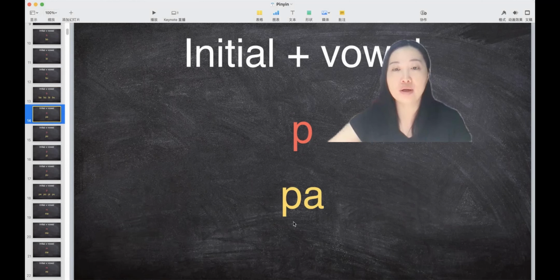P, P, A, Pa, Pa. P, P, O, Po, Po. P, P, I, Pi, Pi. P, P, U, Pu, Pu.